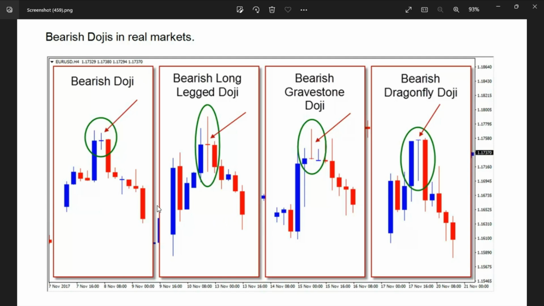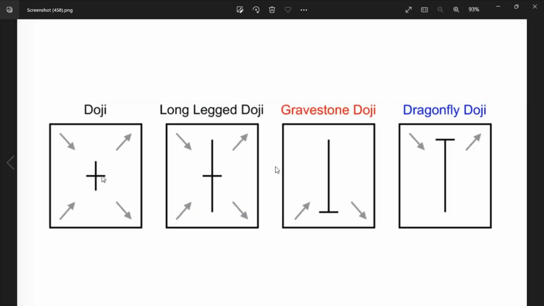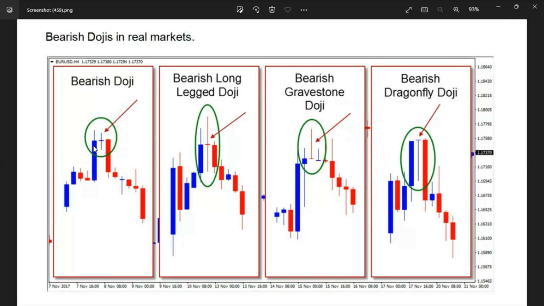So let me rephrase again. The Doji candle, we have this normal Doji we see in the market. We have long-legged Doji, gravestone Doji, dragonfly Doji, and inside all these Doji we have the bullish Doji and the bearish Doji. So this Doji occasionally appears in the market. When you see this Doji on a bullish trend, on a bullish movement, you can trigger what? It can trigger a bearish movement.